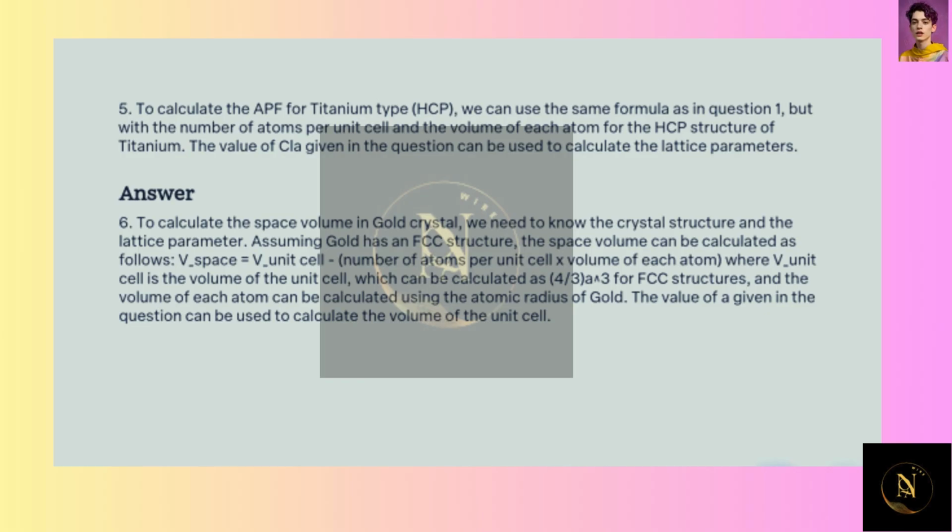6. To calculate the space volume in gold crystal, we need to know the crystal structure and the lattice parameter. Assuming gold has an FCC structure, the space volume can be calculated as follows: V space equal to V unit cell minus number of atoms per unit cell x volume of each atom, where V unit cell is the volume of the unit cell, which can be calculated as a^3 for FCC structures, and the volume of each atom can be calculated using the atomic radius of gold. The value of a given in the question can be used to calculate the volume of the unit cell.